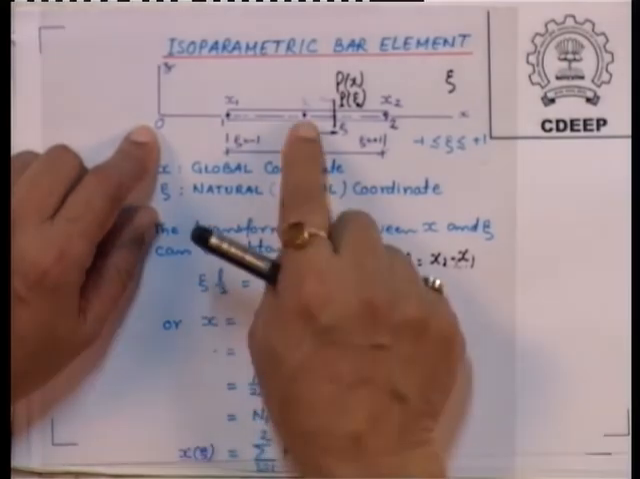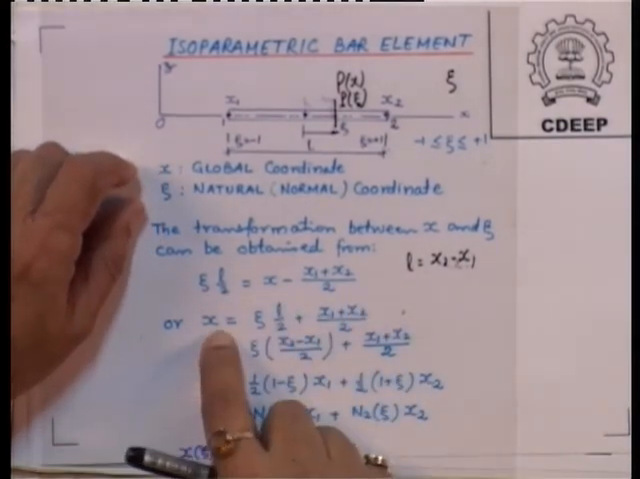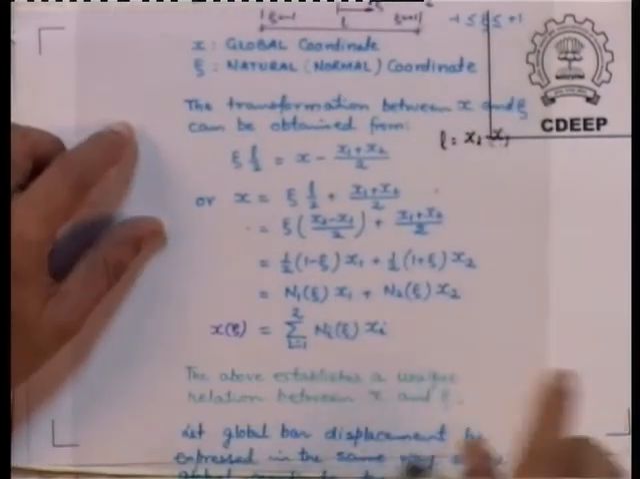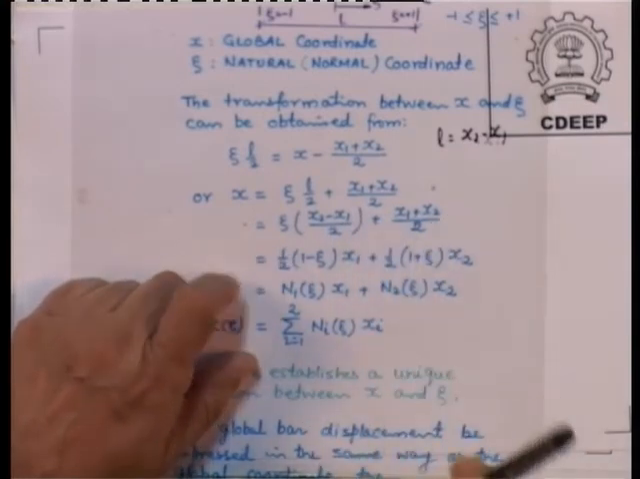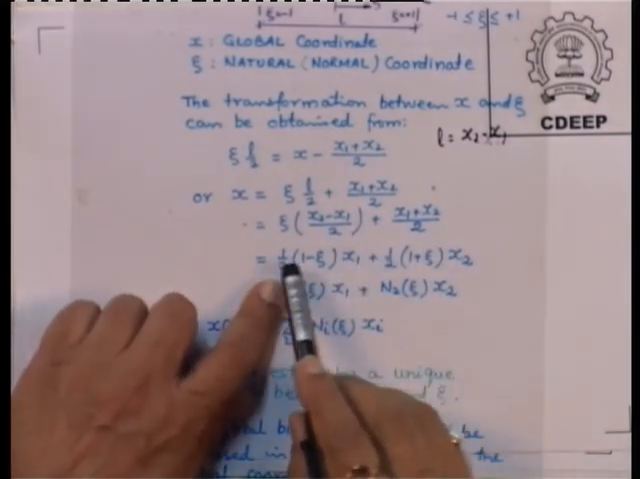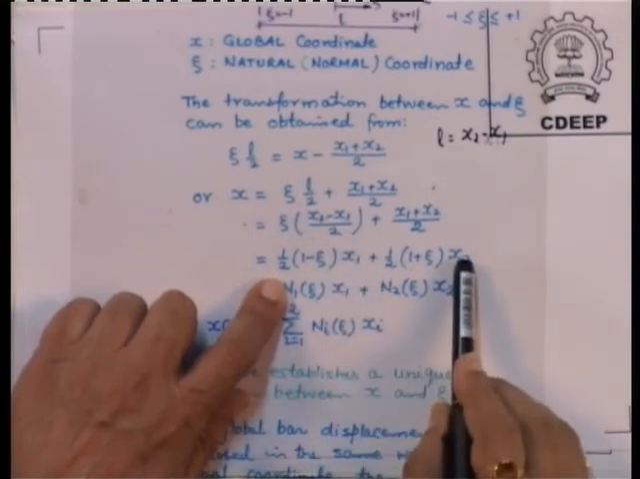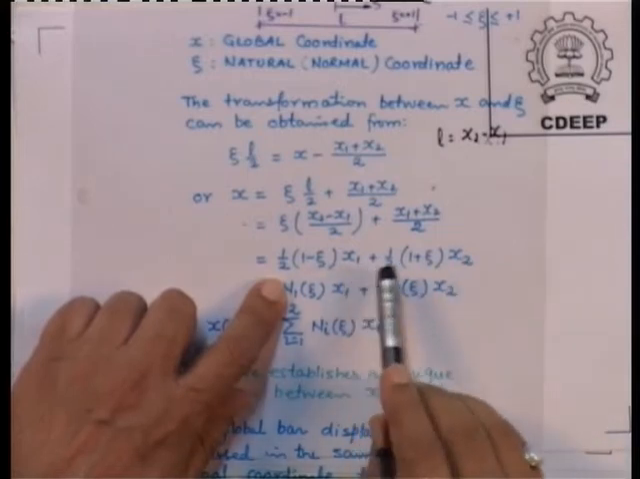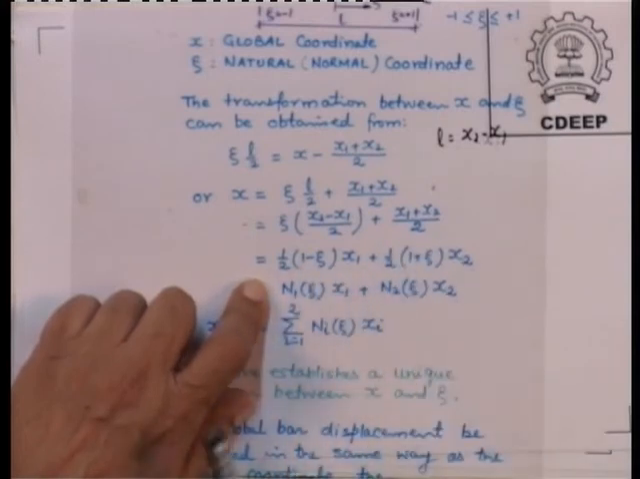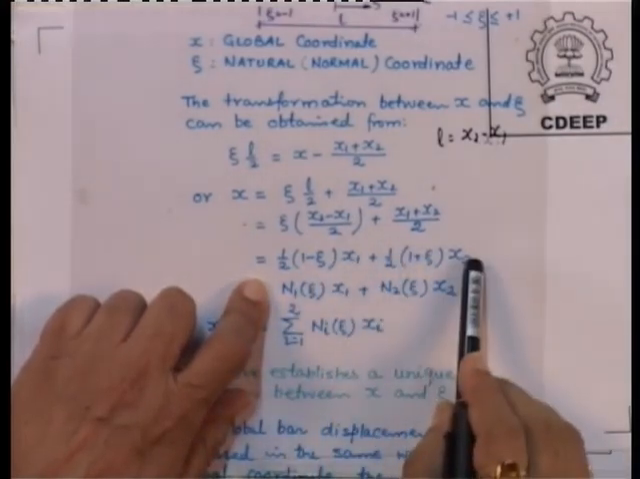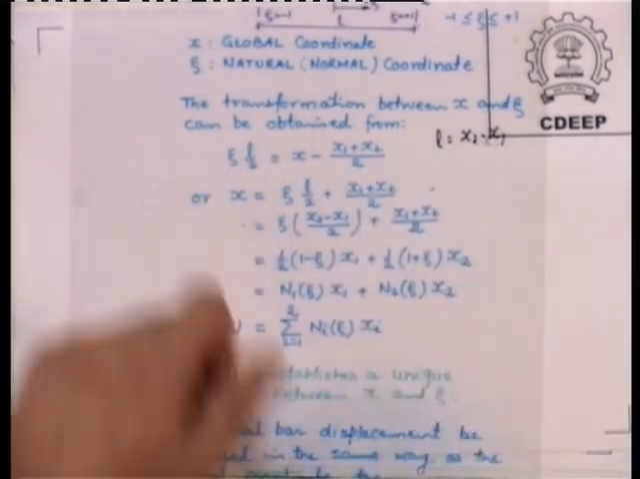Why did I multiply psi into L by 2? Because psi is varying from here to here, and this length is L by 2. Psi is going from here to here, positive, no? So this is L by 2. From here I get x as this, then I have substituted x1, x2, and rearranged the same thing. I have taken the x1 coefficient and the x2 coefficient. This is a very interesting way of writing the same thing. So psi becomes part of the coefficient of x1 and x2.